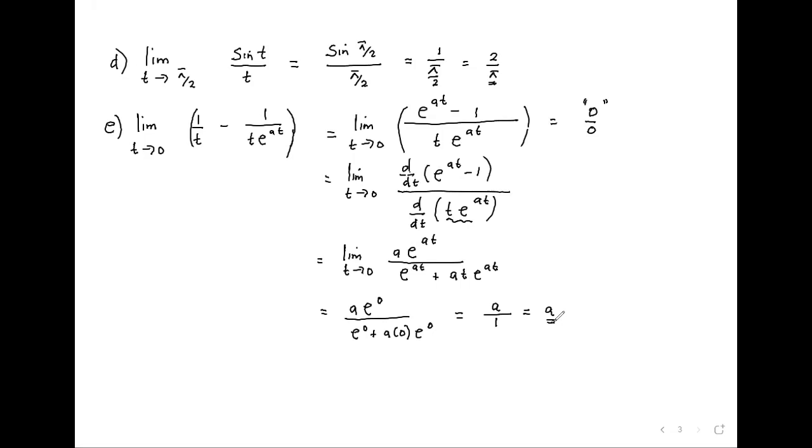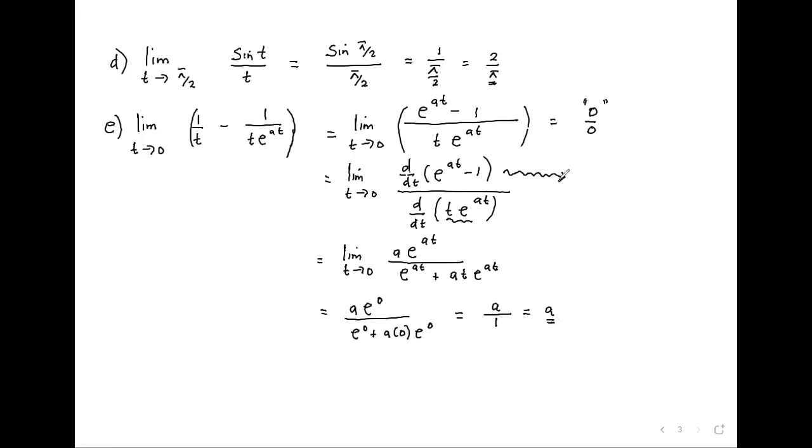Yes, sir. How did you differentiate that part? We have d/dt of (e^(at) minus 1) over d/dt of (t e^(at)). So you differentiate this one alone.